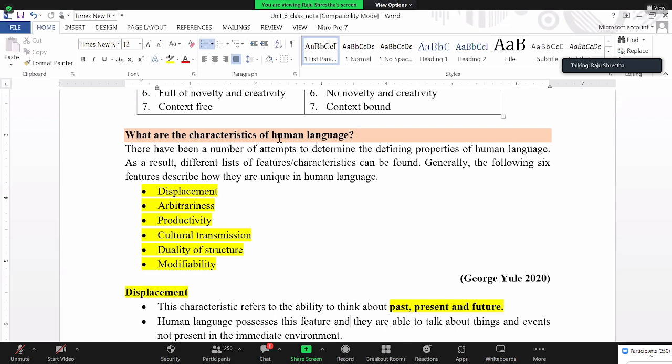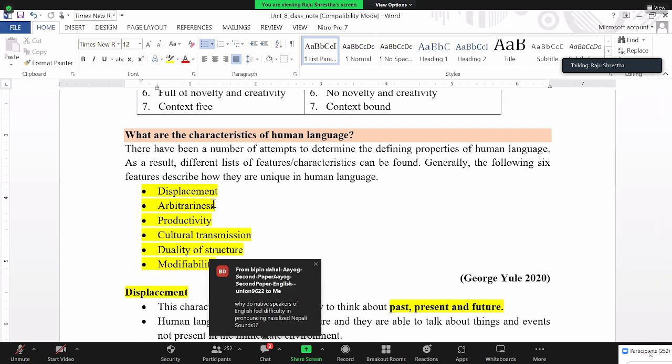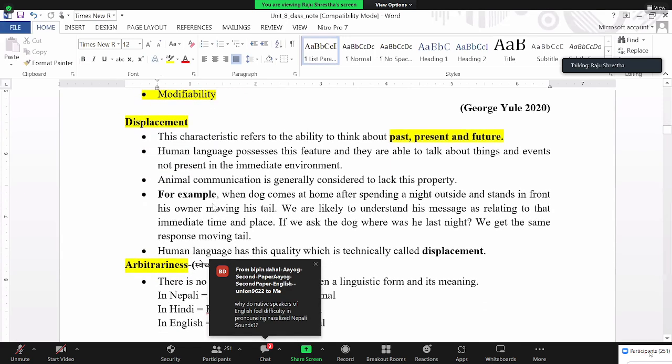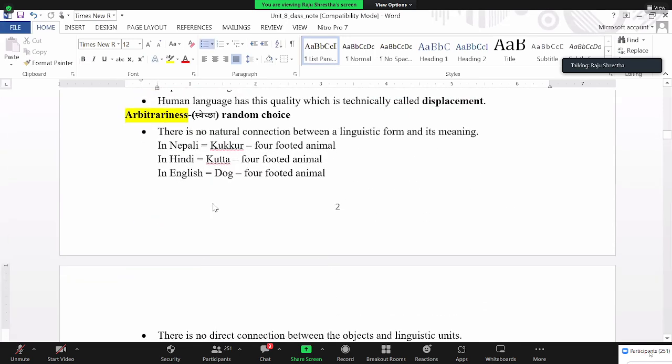But animals do not have a system to communicate about present, past, and future. Arbitrariness means no connection. So this is random production, no natural or scientific connection between the word which we use and the meaning which it refers to. Like the example of dog we did, kukur in Nepali, kutta in Hindi, dog in English. So this is a four-legged pet animal, and there is no such natural connection.